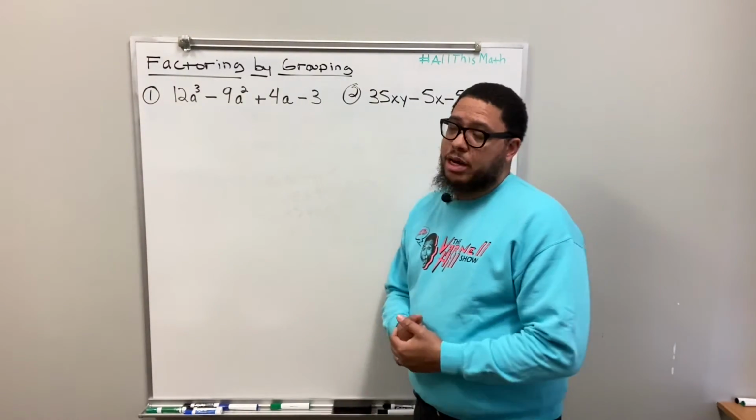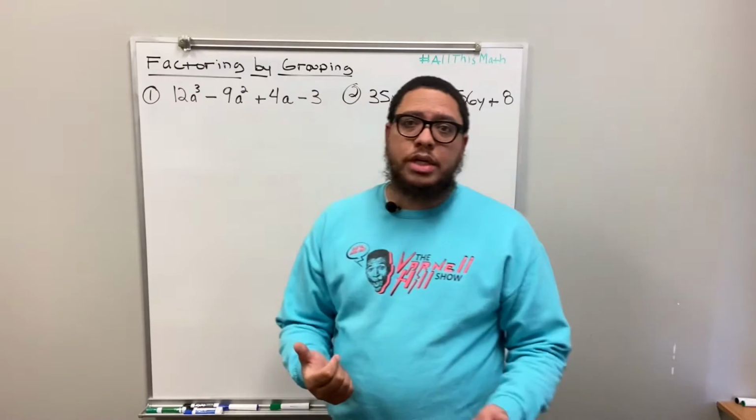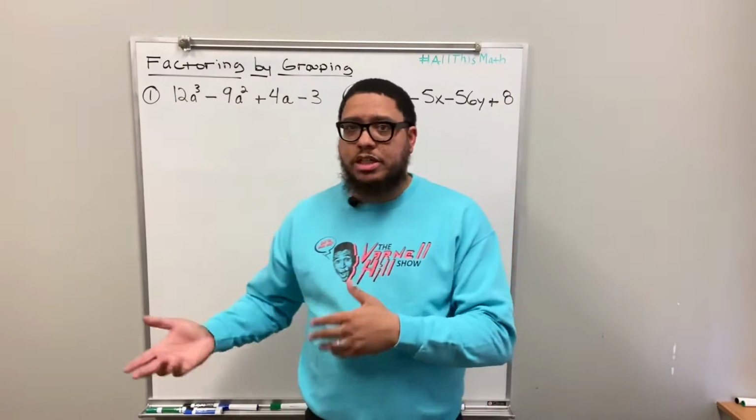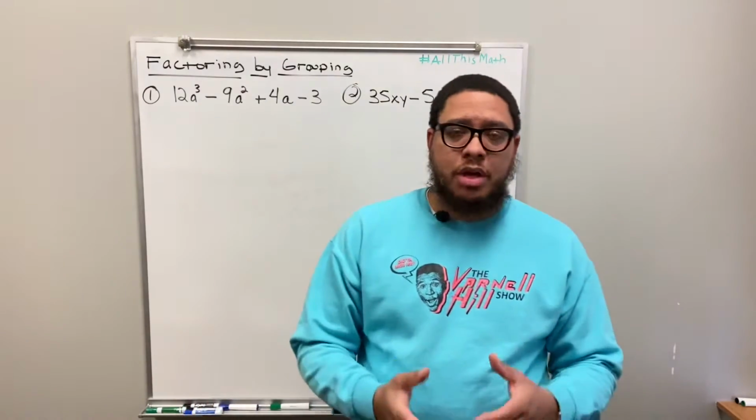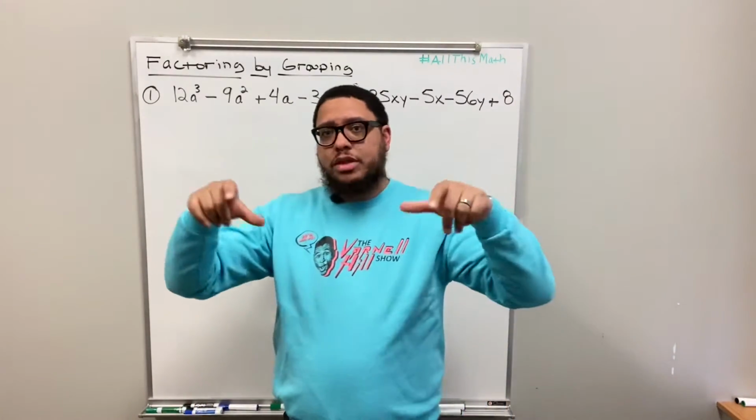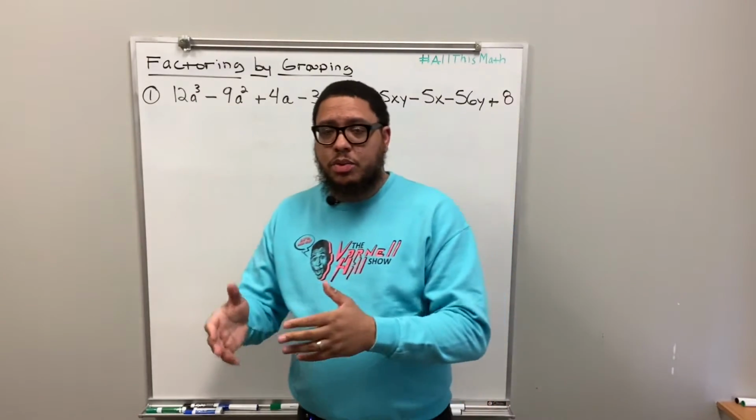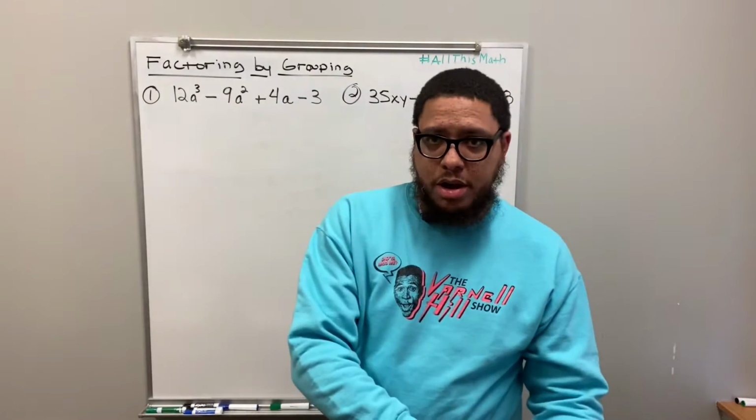Now, when we factor by grouping, really all we're doing is pulling out a greatest common factor, aka a GCF. We pull out a GCF and then figure out what terms go inside the parentheses next to the GCF. That's really all we're doing, but we're doing it twice. We're doing it for each group, all right?